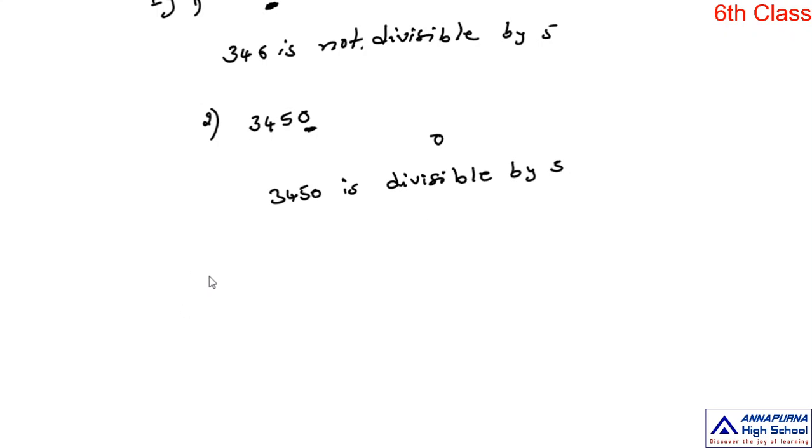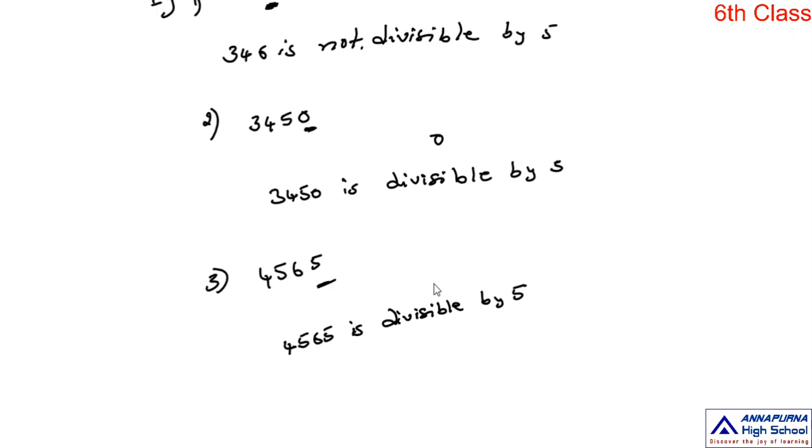We take another one. Here also, 4565. The number has 5 in the units place. This is also divisible by 5. Why? Because the units place is 5. What is the units place here? 5. That's why 4565 is divisible by 5.